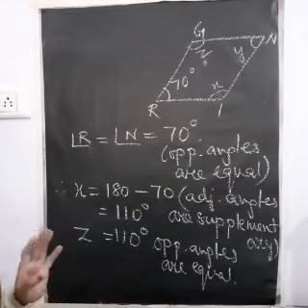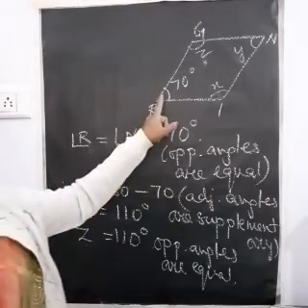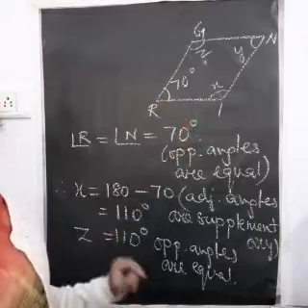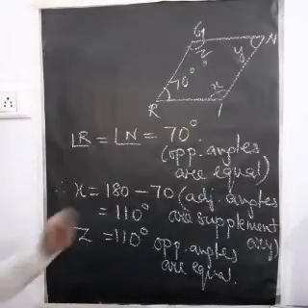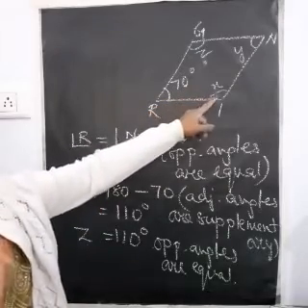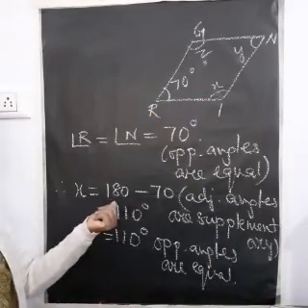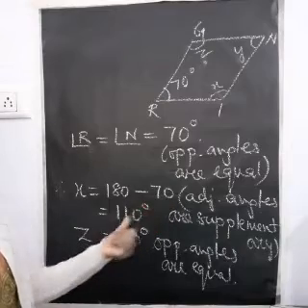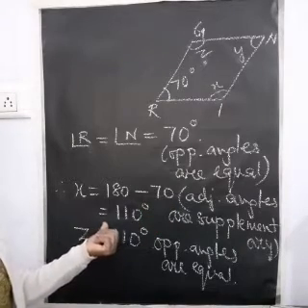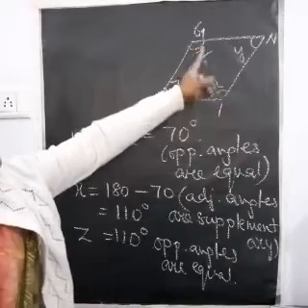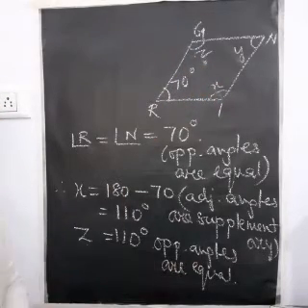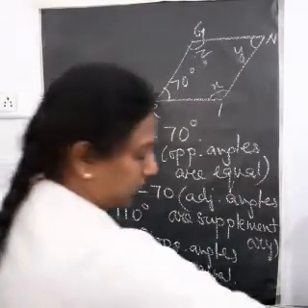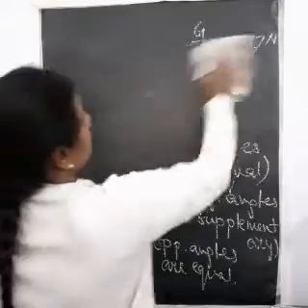Opposite angles are equal. Now we know that adjacent angles are supplementary. Supplementary means they add up to 180 degrees. So how will I get this value of X? X will be equal to 180 minus 70, and so I have got 110. Now if X is 110, naturally Z is also 110 because opposite angles are equal. Did you understand? Okay. Now let us do one more sum.